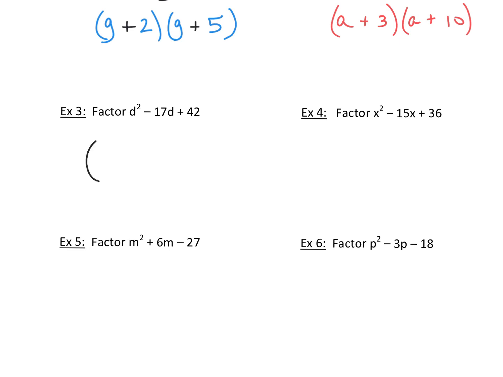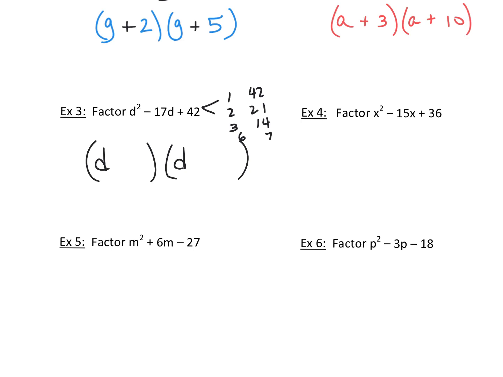I'm going to start out the same way. Two binomials multiplied to make this answer. D times d is d squared. I need factors of 42 that add up to 17. So here I have more possibilities. 1 times 42, 2 times 21, 3 times 14. 5 doesn't go in. 6 times 7 is 42. And I think that's it.